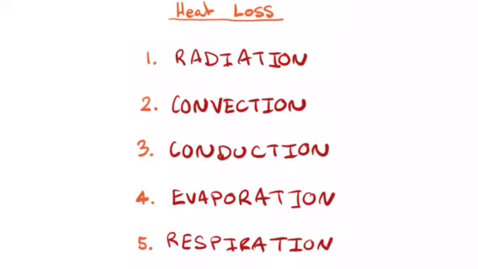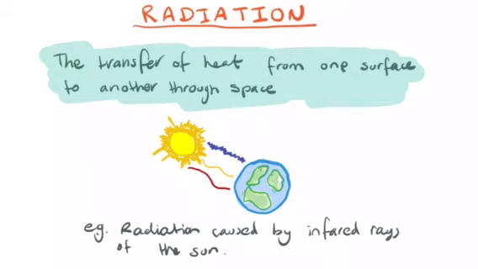There are 5 ways in which the body loses heat, and we're going to have a look at these today. The first one is radiation, then convection, conduction, evaporation, and respiration. So we'll start by having a look at radiation. Radiation is the transfer of heat from one surface to another through space.